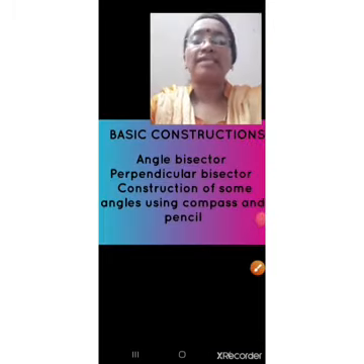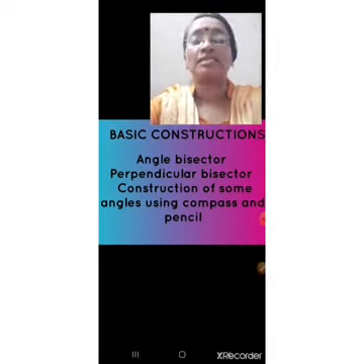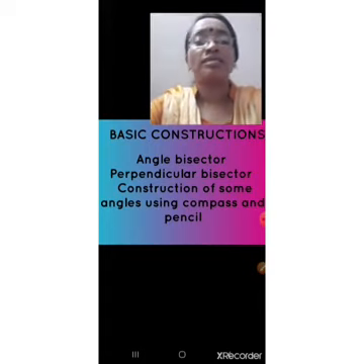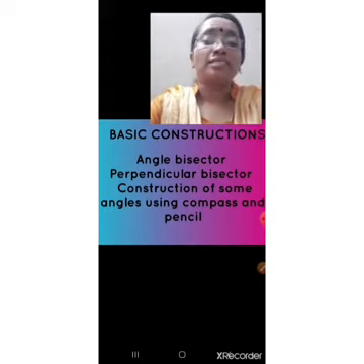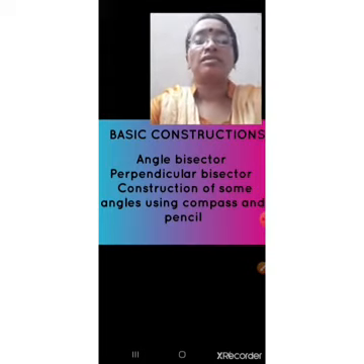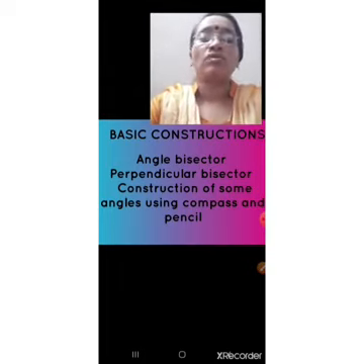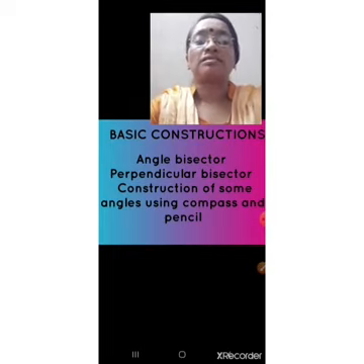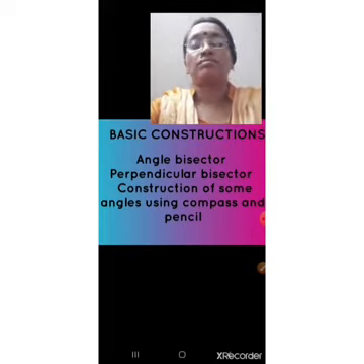First section, basic constructions. You have learned how to construct a circle, angle bisector, perpendicular bisector, and different angles using a protractor as well as a compass, without any justification. But this year, you are going to study some of these constructions with a justification or with a reasoning.